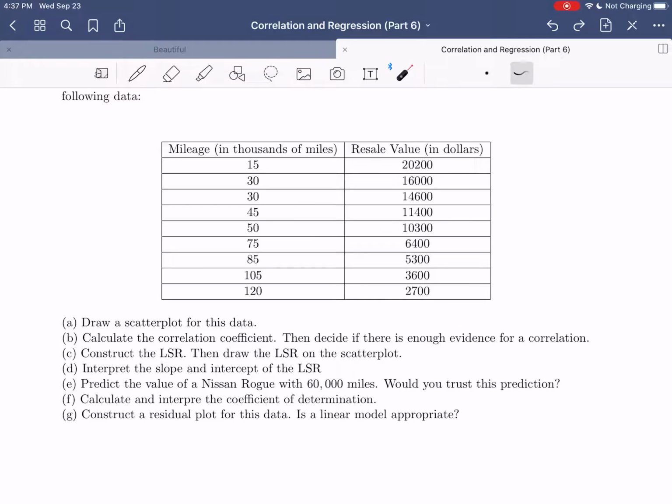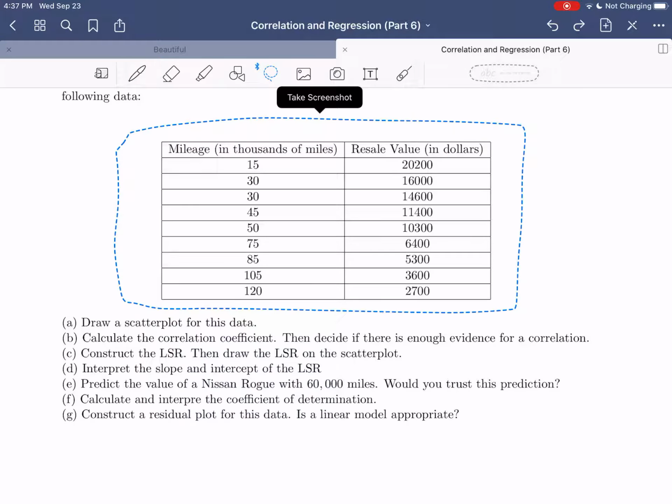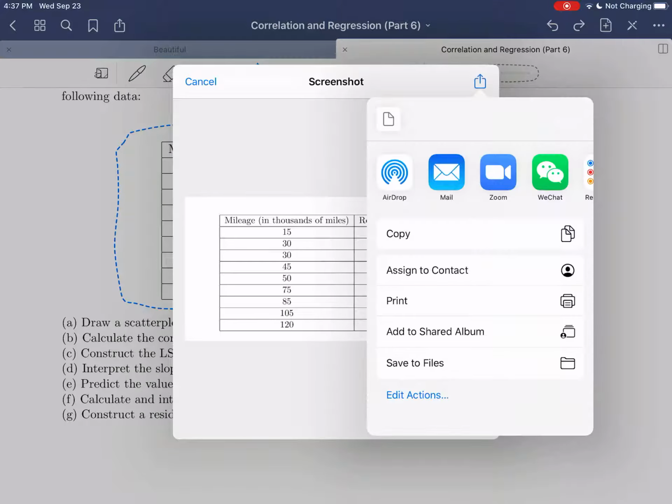So a bunch of things to do, but if we can go through and do this, then we're pretty much comfortable with everything we've discussed for correlation and regression. So to start off with, let's go ahead and grab this data, and we'll try to do almost everything on sort of a separate page here. So let's go ahead and copy that.